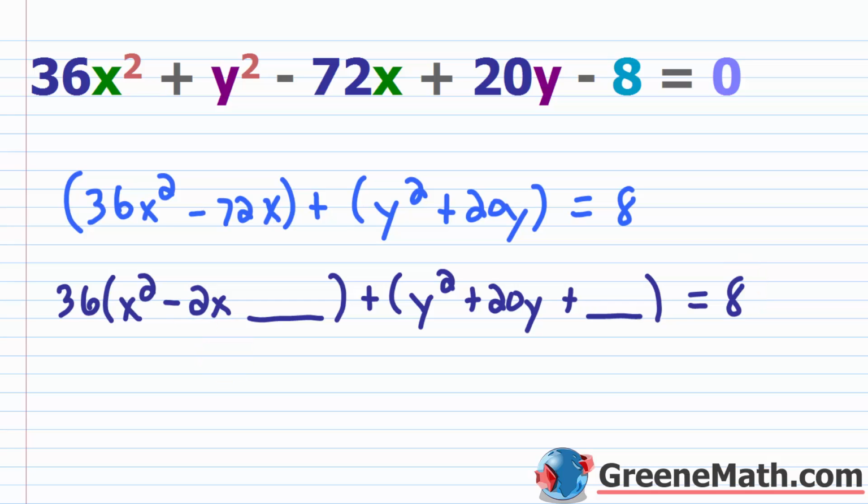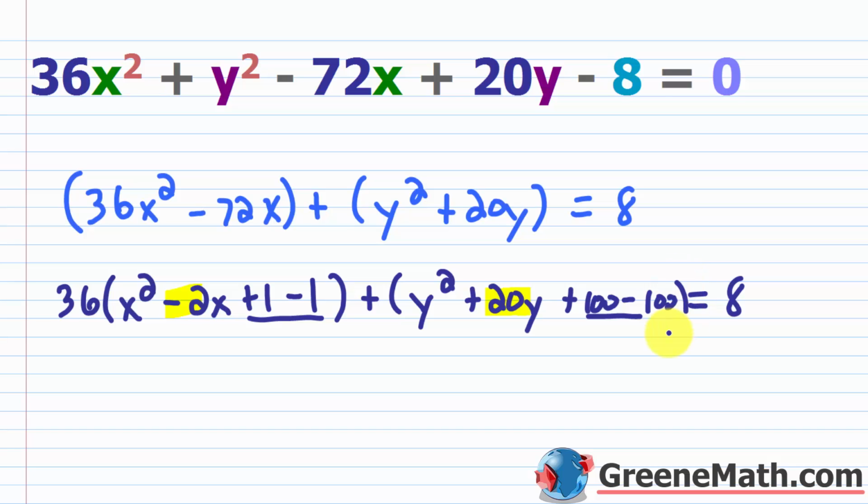Again, look at the coefficient for the variable raised to the first power. Cut it in half and square it. Negative 2 times a half is negative 1. Squared is 1. So you add 1 and subtract 1. Here, half of 20 is 10. 10 squared is 100. So add 100. And if I can fit this in, subtract 100.